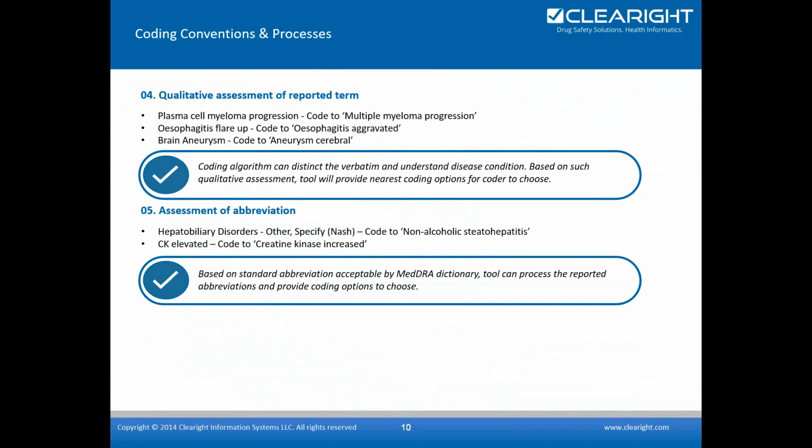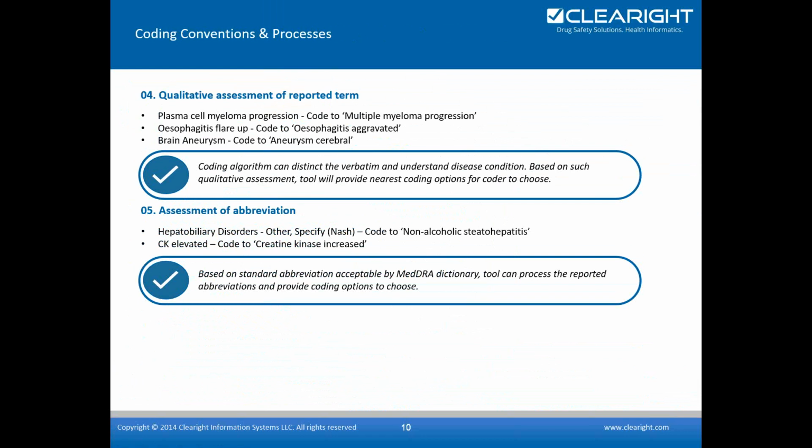So this is something human behavior that can be understood, and such kind of information can be fed to the system by coding algorithms. The coding algorithm can distinguish the verbatim and understand the disease condition based upon the qualitative assessment, and tools will provide a nearest match option. Next one is about the assessment of the abbreviations.